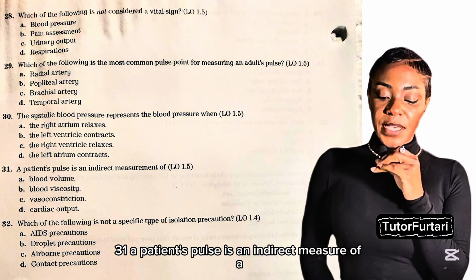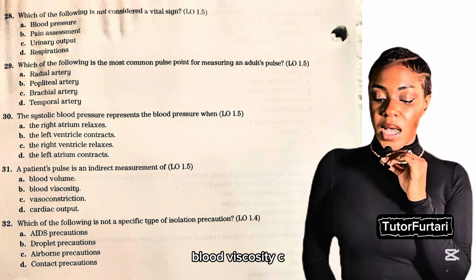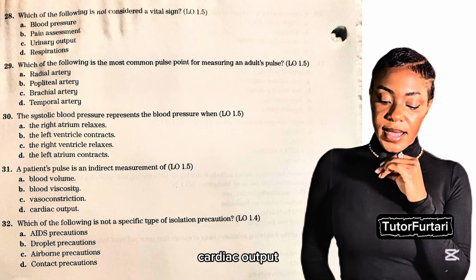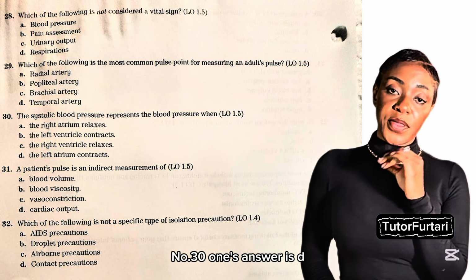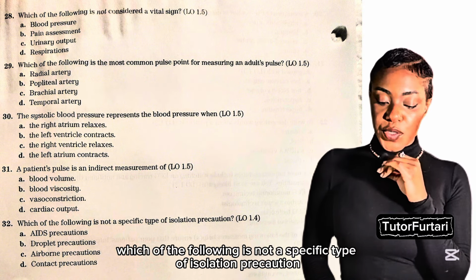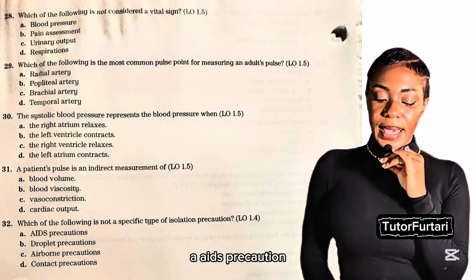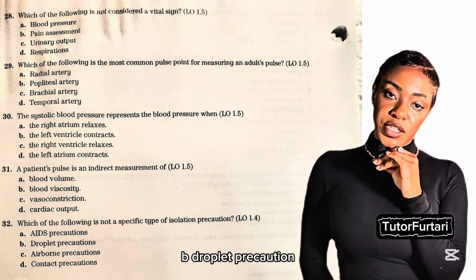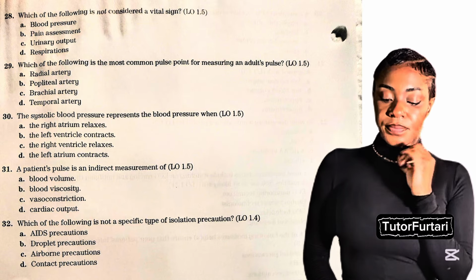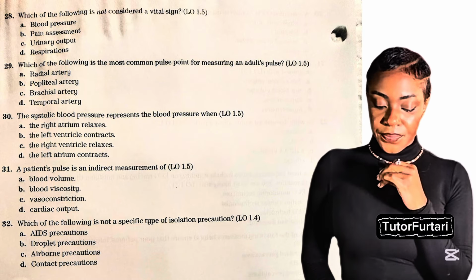31. A patient's pulse is an indirect measure of A. blood volume, B. blood viscosity, C. vasoconstriction, D. cardiac output. Number 31's answer is D, cardiac output. 32. Which of the following is not a specific type of isolation precaution? A. AIDS precaution, B. Droplet precaution, C. Airborne precaution, D. Contact precautions. The answer is A, AIDS precautions.